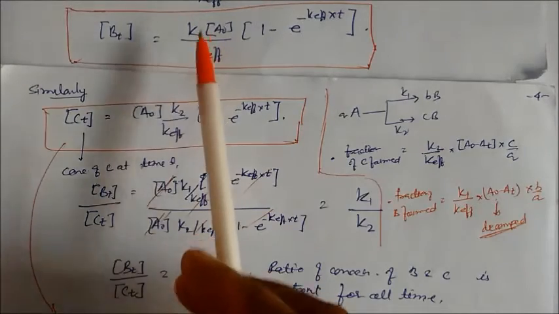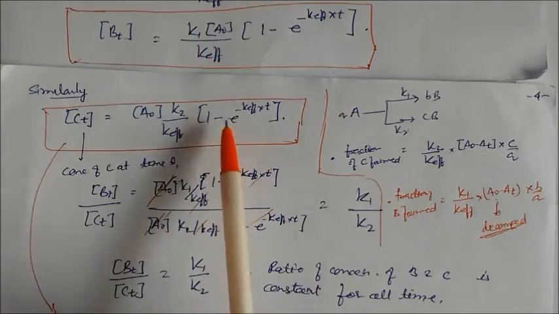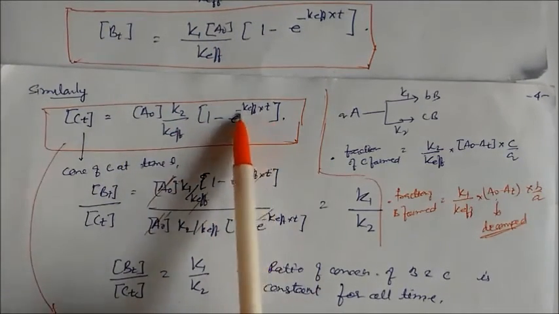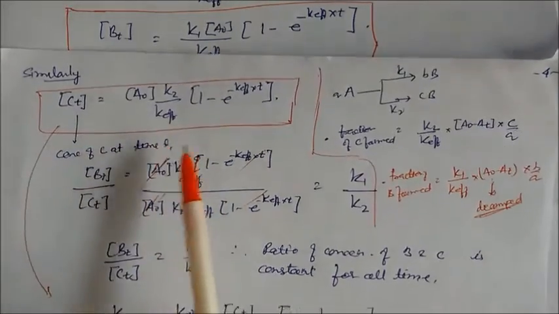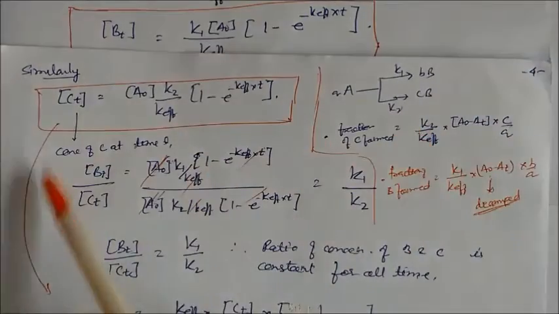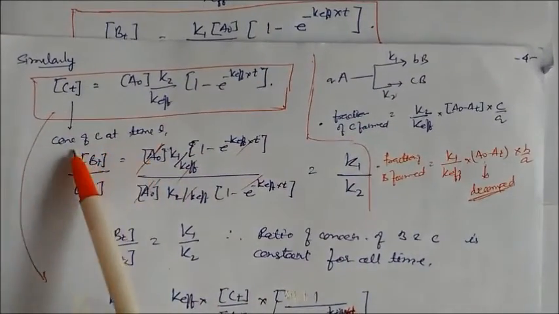So this is K1, this will be K2, K effective. 1 minus e to the power minus K effective into t. So based on this one, here we are taking concentration. This is nothing but the fraction of C formed. We can see here concentration of C at time t.